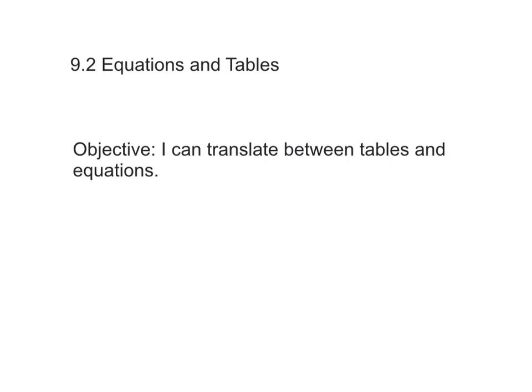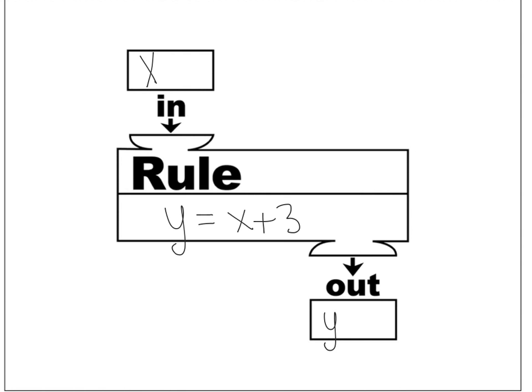All right, here we have lesson 9.2, equations and tables. Now we're not talking a kitchen table that you eat your breakfast at, but a different table, and you'll see what that looks like in a second. Your objective: I can translate or switch between tables and equations.